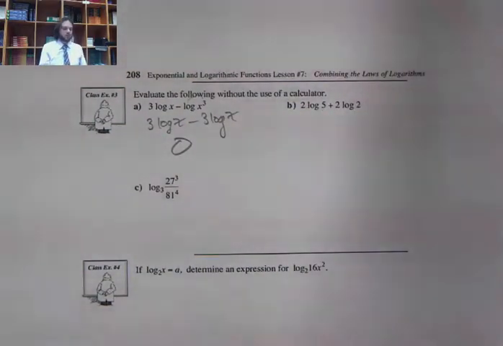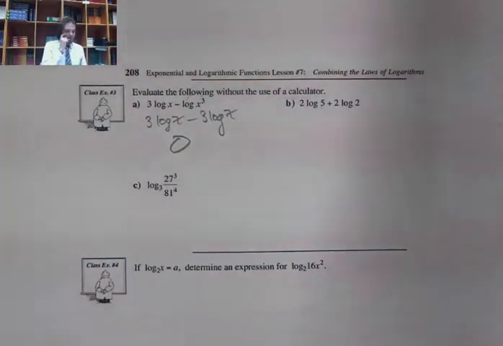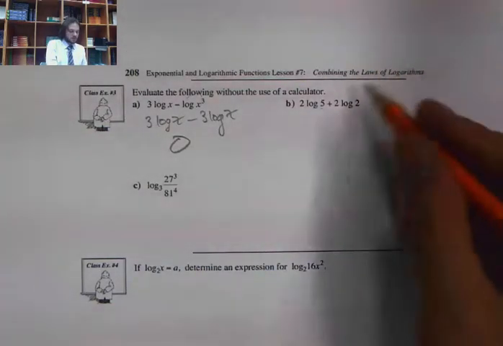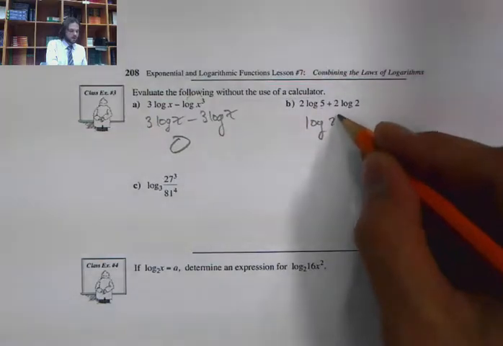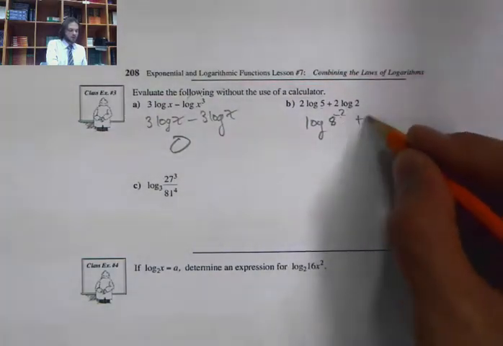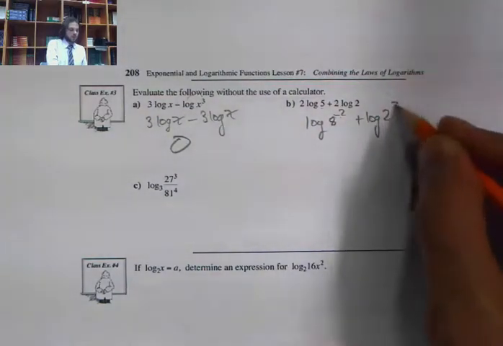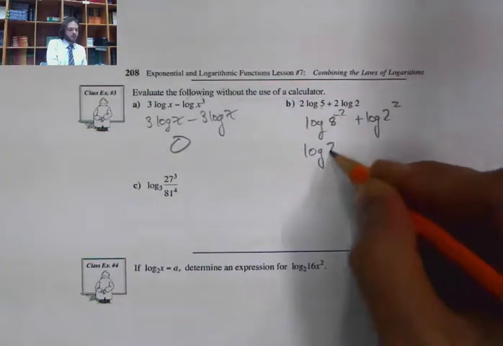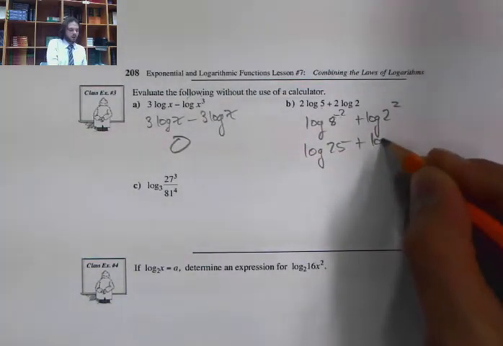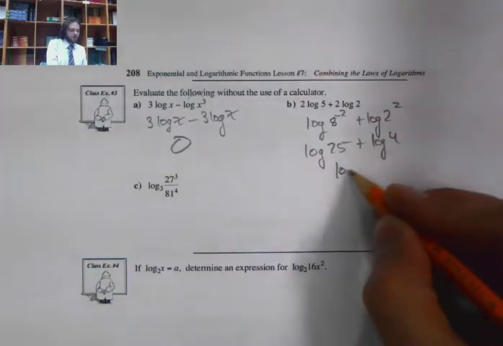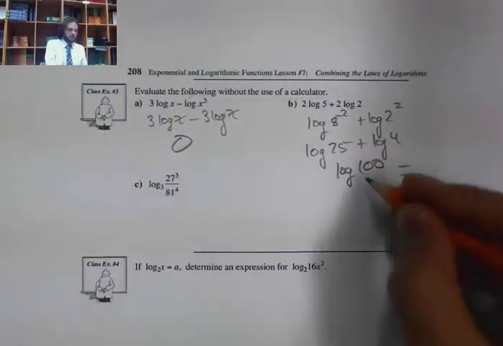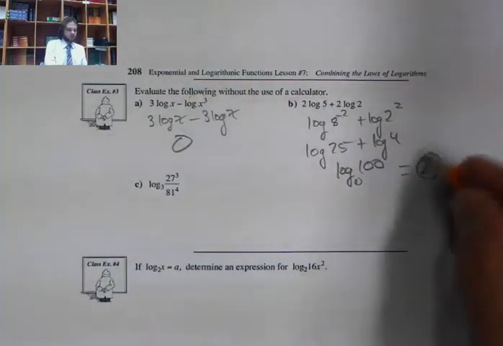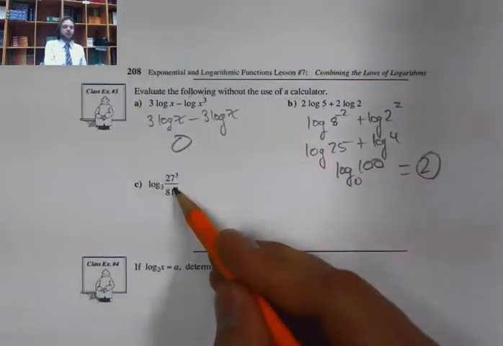We want to do this without the use of a calculator. Okay, so this is going to give me log 25, or log 5 squared, plus log 2 squared, which gives me log 25 plus log 4, which ends up giving me log 100. That's it. This is in base 10, so that's equal to 2. Let's take a look at my next one.